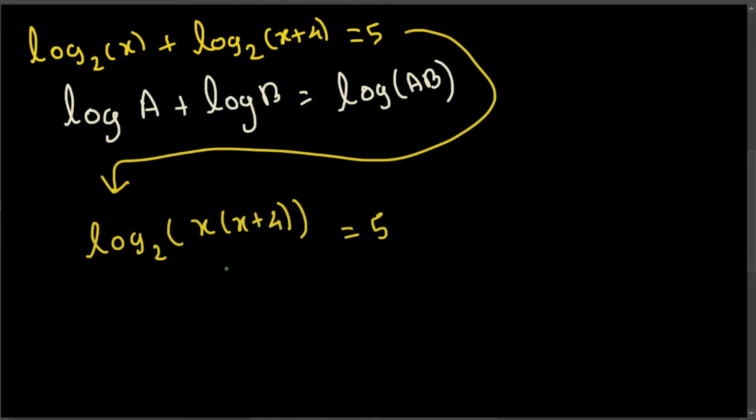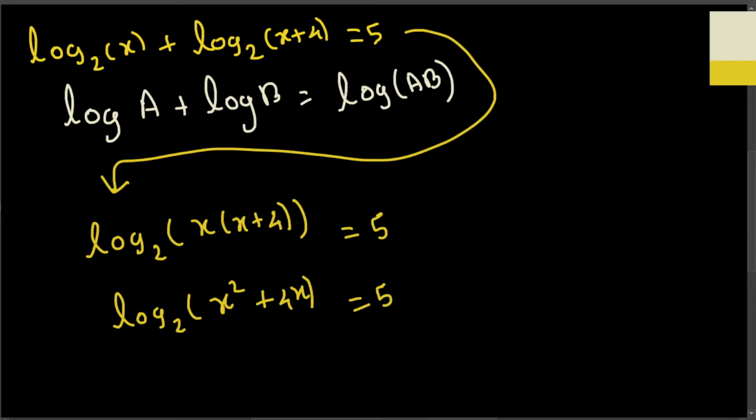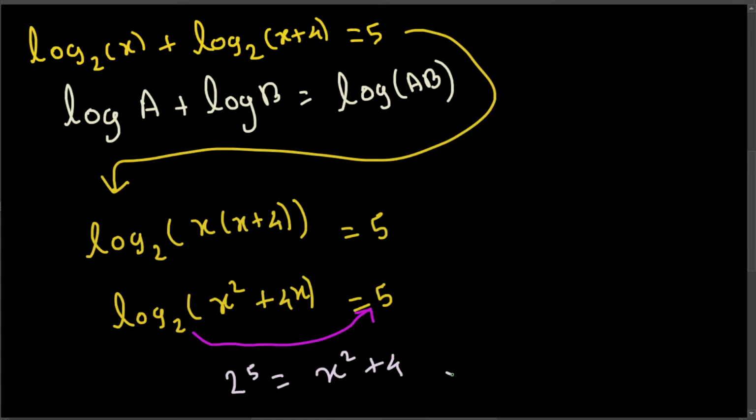that's equal to 5. If I simplify this, this is going to be log 2 of x times x, which is x squared, and then x times 4 is 4x, that's equal to 5. Now we are going to do the same thing we did before: if we bring this base to this side, it creates an exponential equation. The exponential equation is going to look like this: 2 power 5 is equal to x squared plus 4x. So x squared plus 4x is equal to 2 power 5. 2 power 5 is 32.